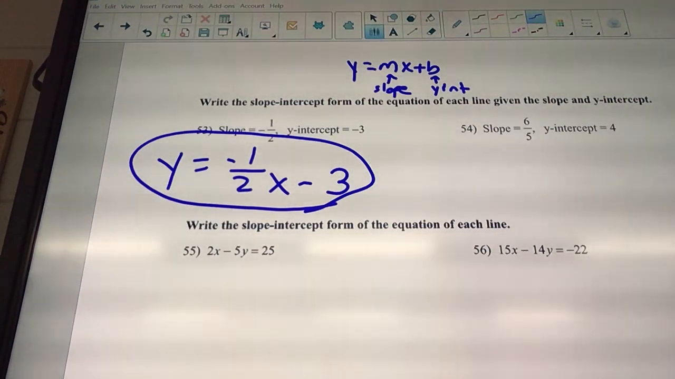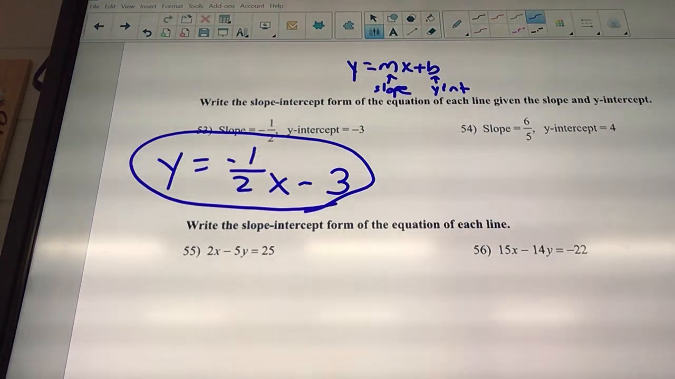Okay, and I'm not trying to rush you guys, but you better start answering and writing fast, because the packet's getting done today. Tomorrow you're getting a new one.